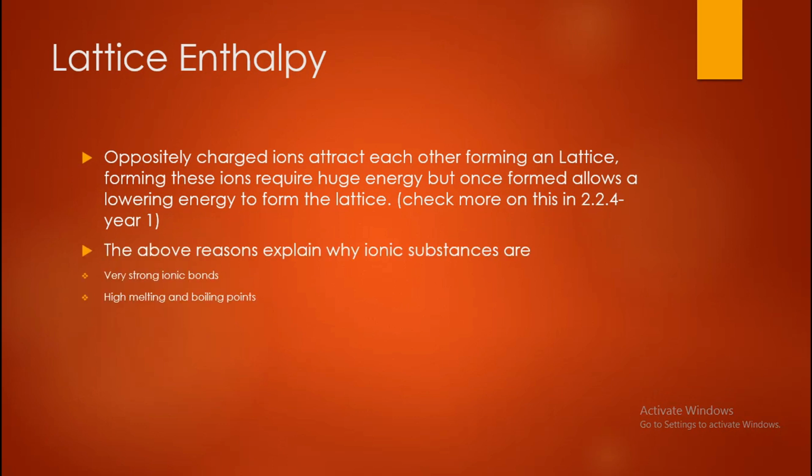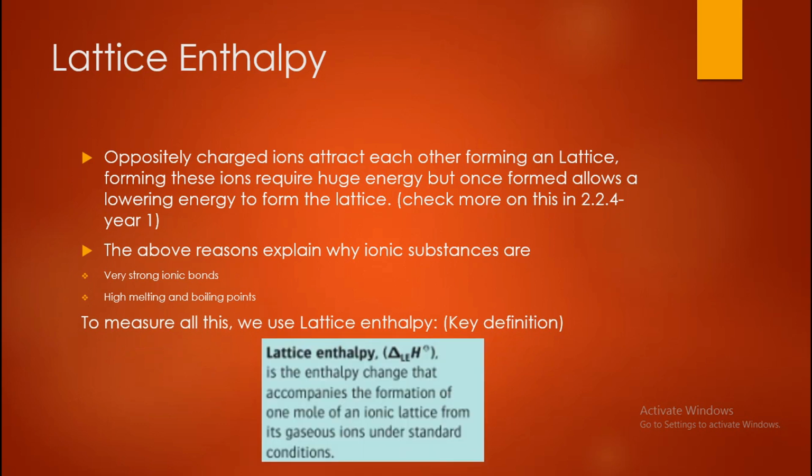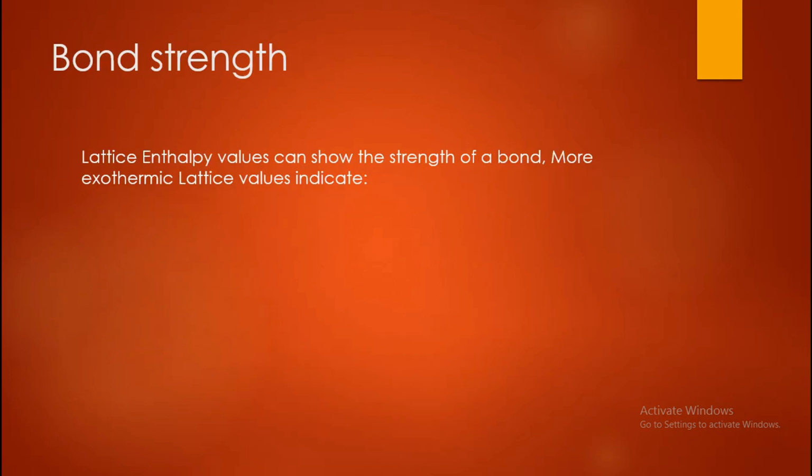Now let's carry on. The above explains why ionic substances have very strong ionic bonds, and why they have high melting and boiling points. So now, to measure this, we have this specific thing called lattice enthalpy. Lattice enthalpy is the enthalpy change that accompanies the formation of 1 mole of an ionic lattice from its gaseous ions under standard conditions. Now, with that known, let's talk about bond strengths.